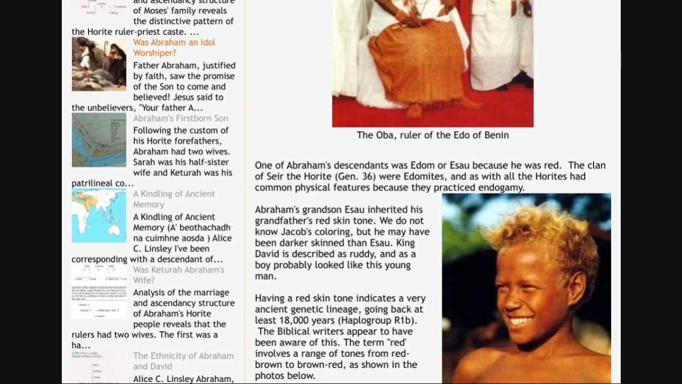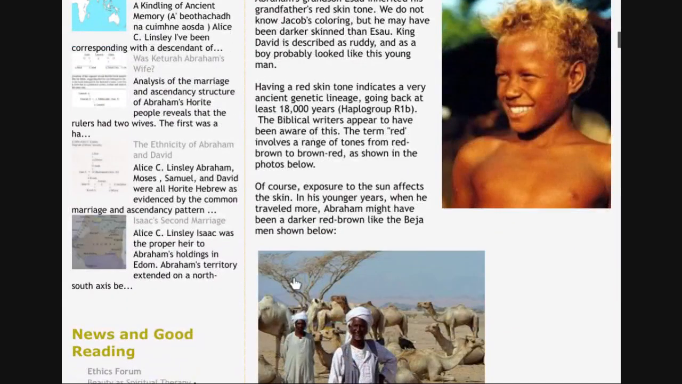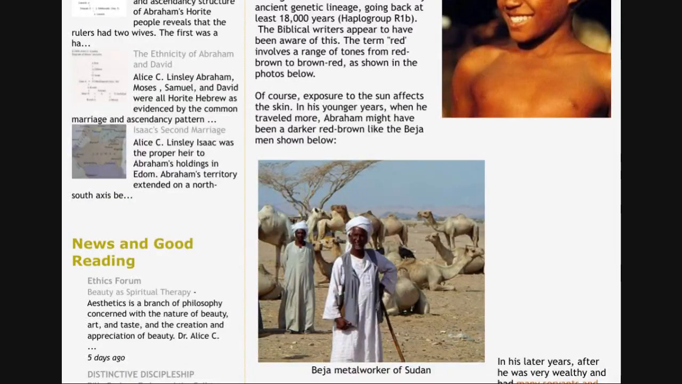I just did an article on Abraham from Alice C. Lindsay. The biblical writers appear to have been aware of this. The term red involves a range of tones from red brown to brown red, as shown in the photos below. Of course, exposure to the sun affects the skin. In his younger years, when he traveled more, Abraham might have been a darker red brown, like the Benjamin shown below. So a mahogany brown, just like we all walk around here. Black folks, most of us walk around with mahogany brown. A lot of us. I have a lot of men in my family with the same color.